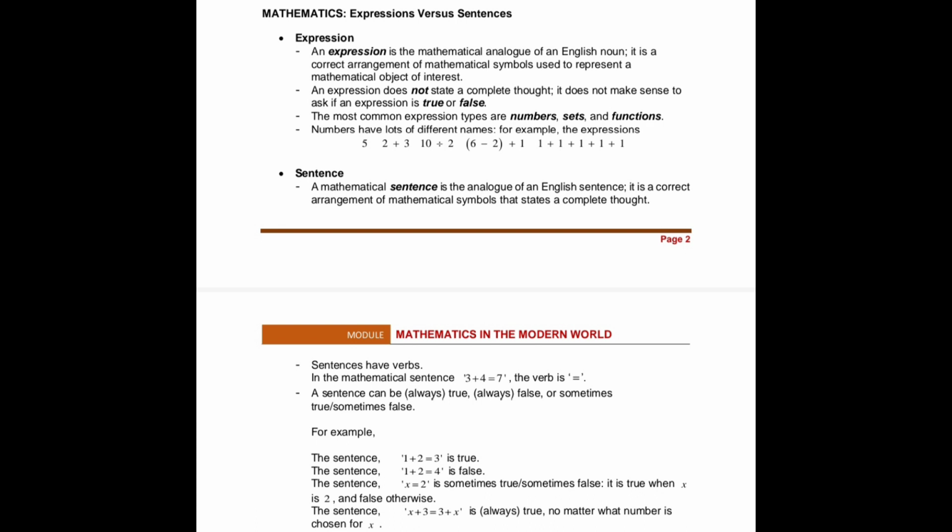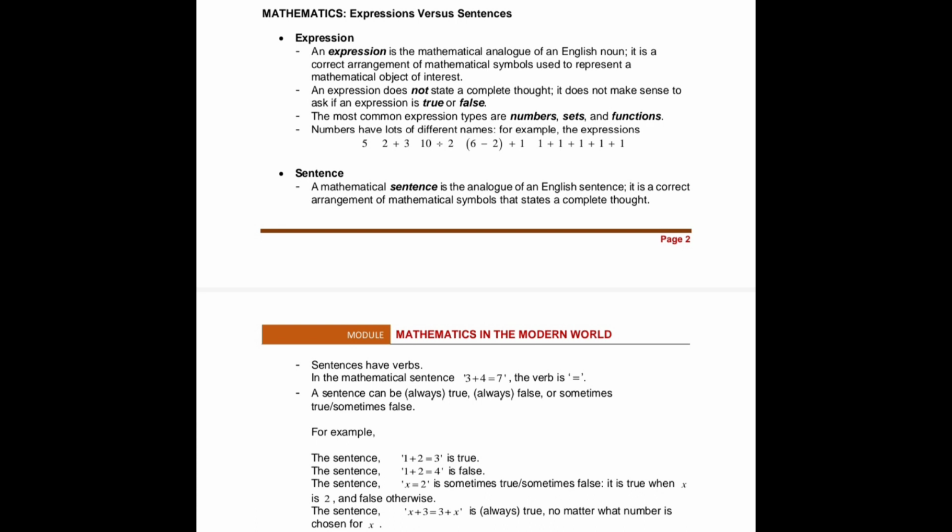So, let's proceed in mathematics, expression versus sentence. An expression is the mathematical analog of an English noun. It is a correct arrangement of mathematical symbols used to represent a mathematical object of interest. So, palagi din natin tatandaan ang expression ay hindi nagpapakita ng complete thought, and it does not make sense to ask if an expression is true or false. So the most common expression types are number, sets, and function.